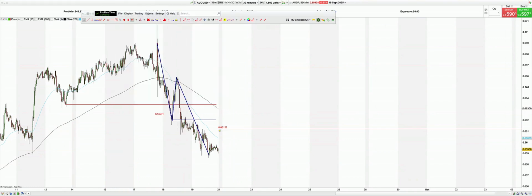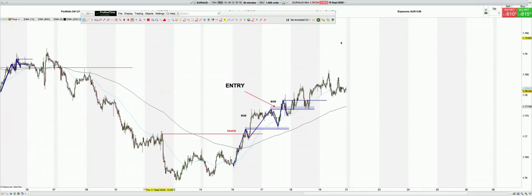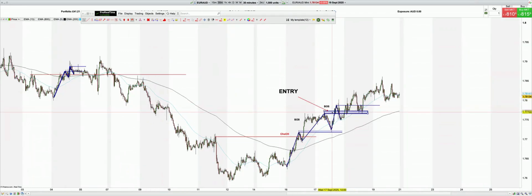Moving on. Okay, so Euro AUD. We sent this last week. It's a beautiful trade. Yeah, this was our entry. Not going to go too much into entries. Keep it at a high level. But what did we see?